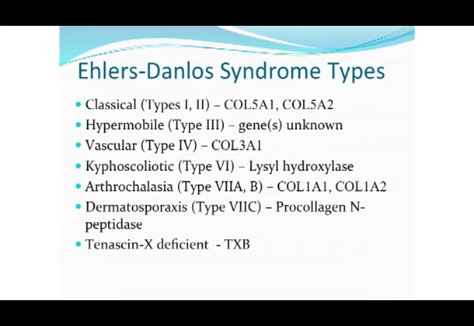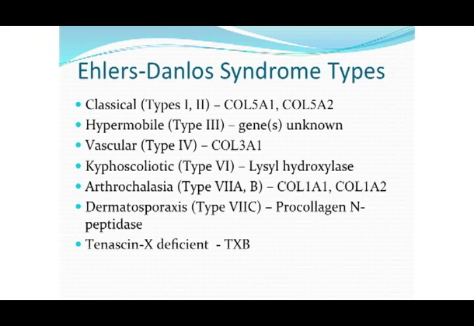Now, there are multiple different types of Ehlers-Danlos syndrome. The most common ones are the first 3 listed on this slide. The classical type, which in the old nomenclature was types 1 and 2, is caused by type 5 collagen mutations. The hypermobile type, or in the old nomenclature type 3, the gene is still unknown. And then the vascular type, which used to be called type 4, is caused by mutations in type 3 collagen.